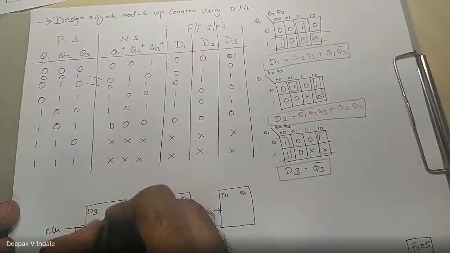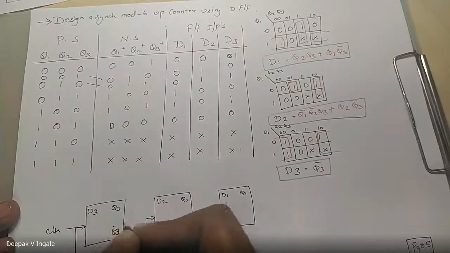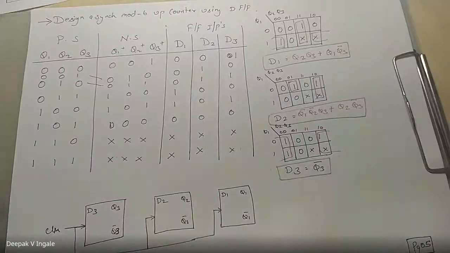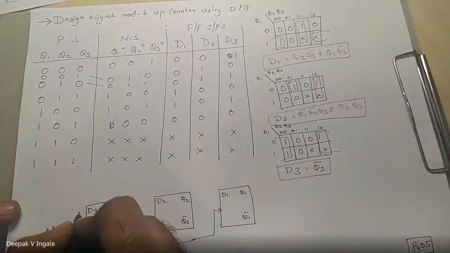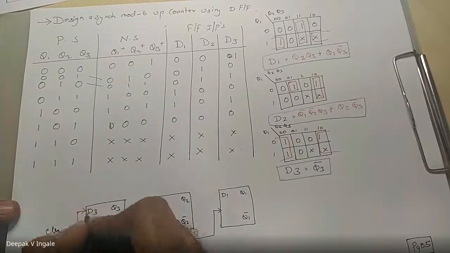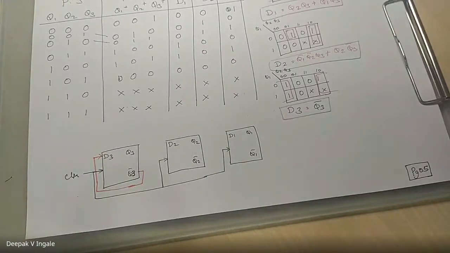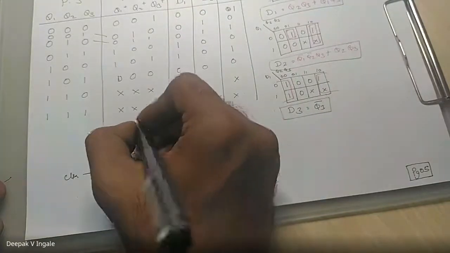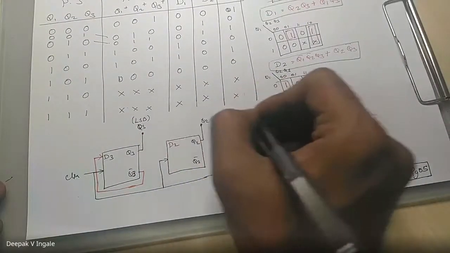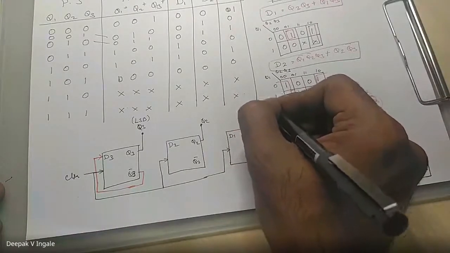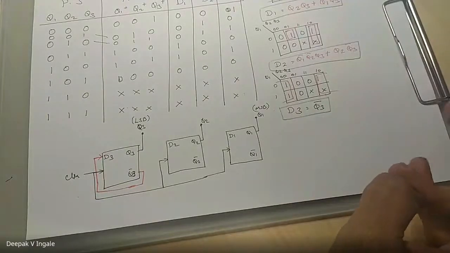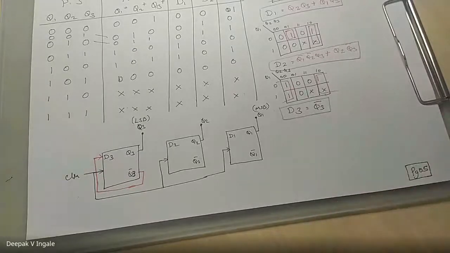So D3 is the complement of Q3. For D2, it has to be Q1 bar into Q2 bar into Q3 plus Q2 into Q3 bar.